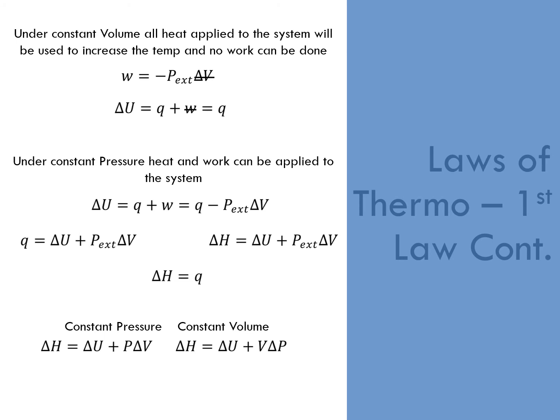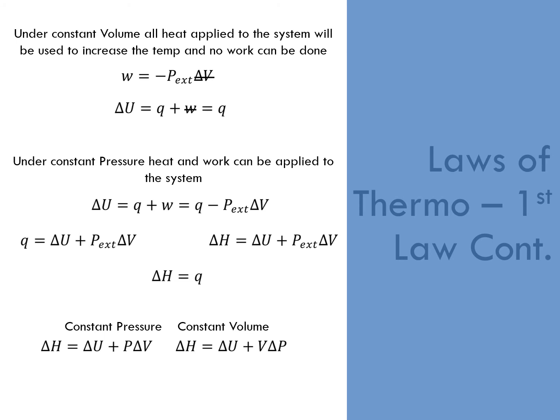Then under constant pressure, heat and work can be applied to the system. Our change in energy is still equal to Q plus W, but we can replace W with negative P external delta V. So overall delta U is equal to Q minus P external delta V. Rearranging that a little bit, we get Q is equal to delta U plus P external delta V. And remember that Q is equal to delta H at constant pressure. So delta H is equal to delta U plus P external delta V.